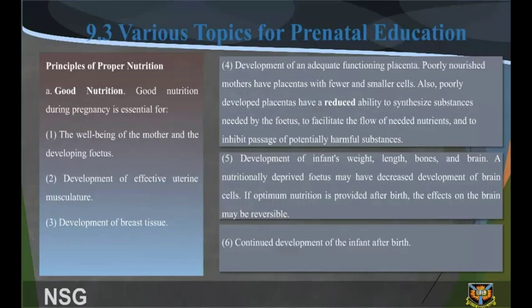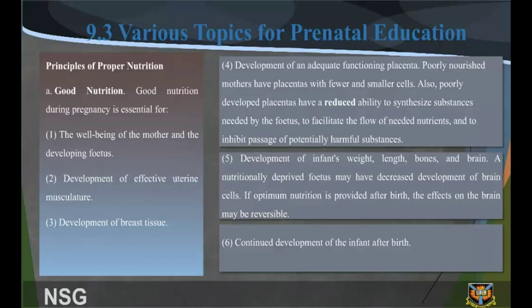Principles of proper nutrition. Good nutrition during pregnancy is essential for the well-being of the mother and the developing fetus. Development of effective uterine musculature. Development of breast tissue. Development of an adequate functioning placenta. Poorly nourished mothers have placentas with fewer and smaller cells. Also, poorly developed placentas have a reduced ability to synthesize substances needed by the fetus to facilitate the flow of needed nutrients and to inhibit passage of potentially harmful substances.